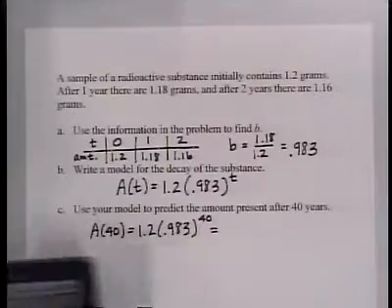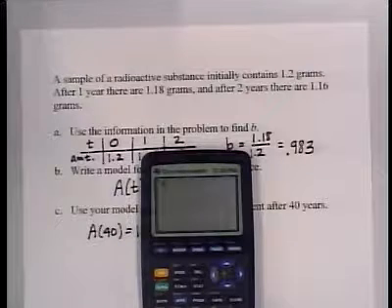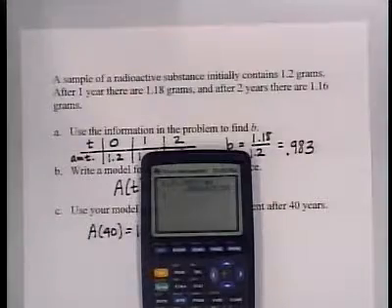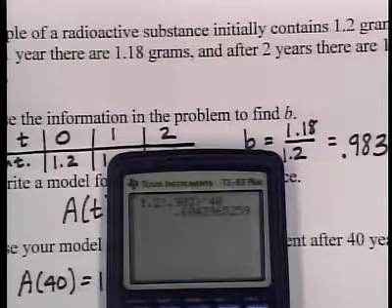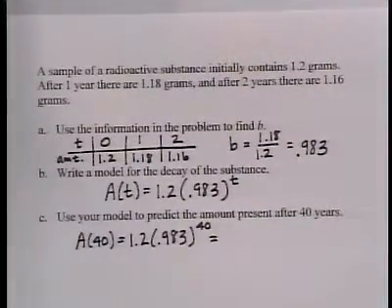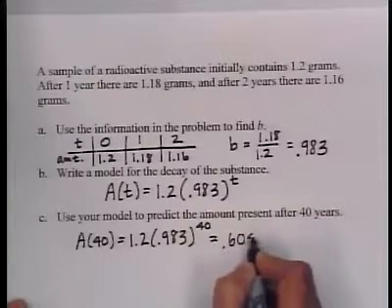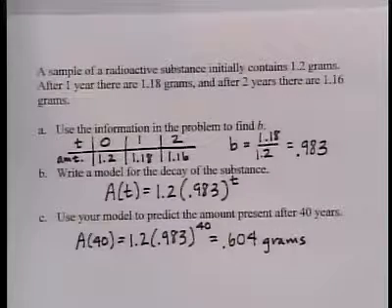So let's go back to the calculator and enter that. We want to enter 1.2 times 0.983 to the 40th power, and I'll push the enter button and then let you see how that looks on the calculator. You can see that the answer is 0.60439, etc. And so we'll write that down. And that number of grams is the amount present after 40 years.